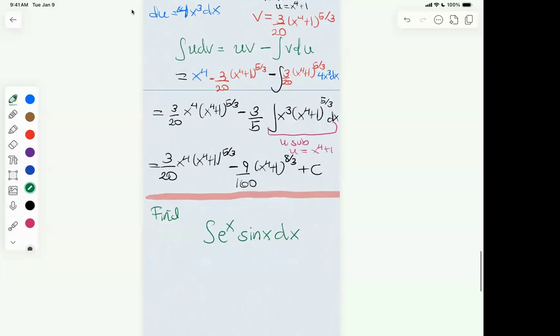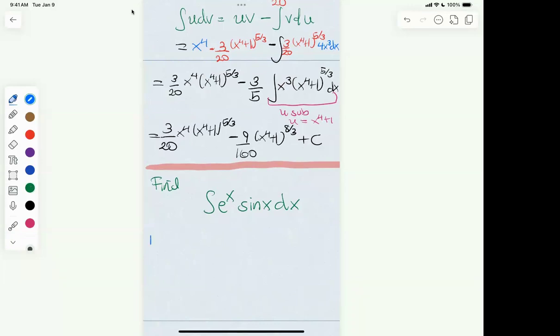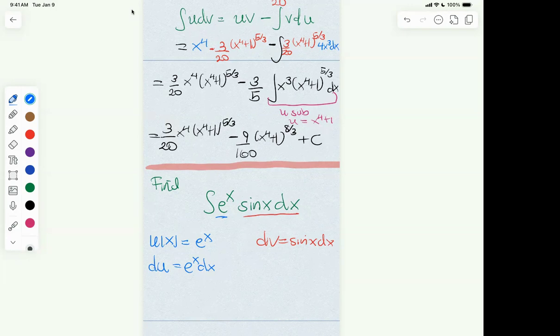So I'll call u e to the x, and I'll call dv sine of x dx. Okay, and then this is u. So again, one gets differentiated, which in this case would be du. So du is e to the x dx. And the other one gets integrated, right? So what is the integral of sine of x? That's negative cosine, right?